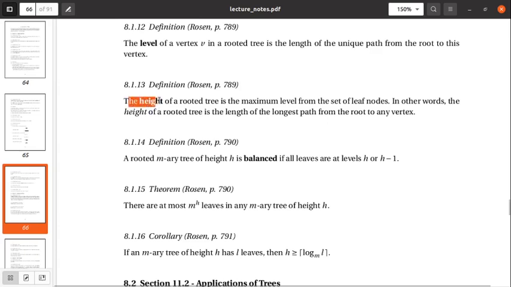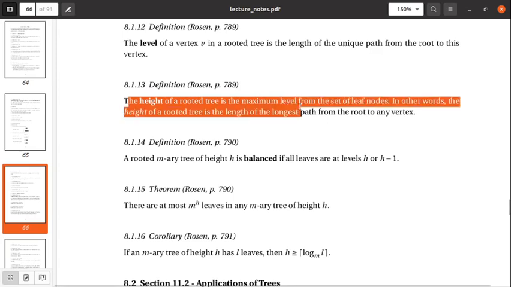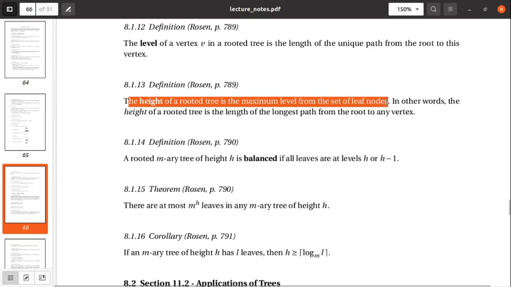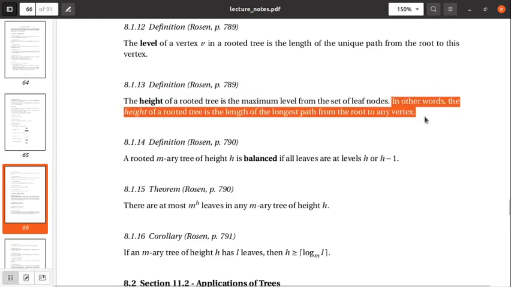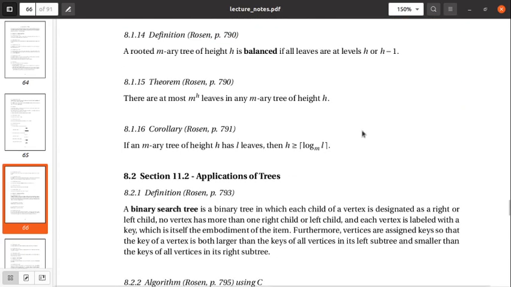This is very similar to the definition of the height of a rooted tree, right? But the height is the maximum level. So the largest distance between any node and the root is the height of the tree. That distance is going to be maximal for some leaf node, so you can say it's the maximum distance of any leaf node to the root. In other words, the height of a rooted tree is the length of the longest path from the root to any vertex. Okay. A rooted m-ary tree of height h is balanced if all leaves are at levels h or h minus 1.